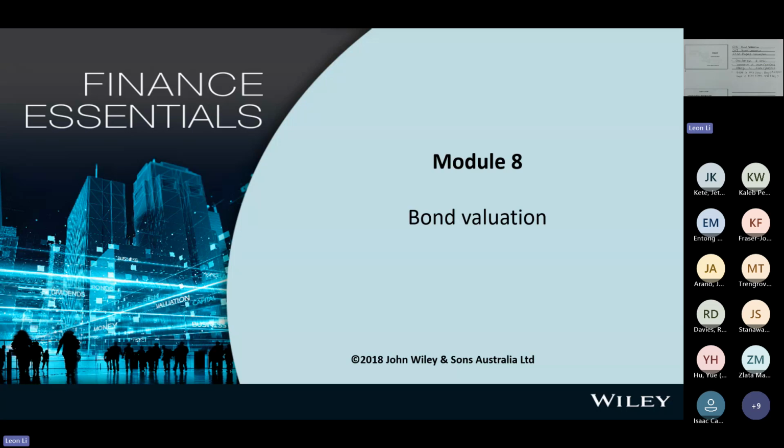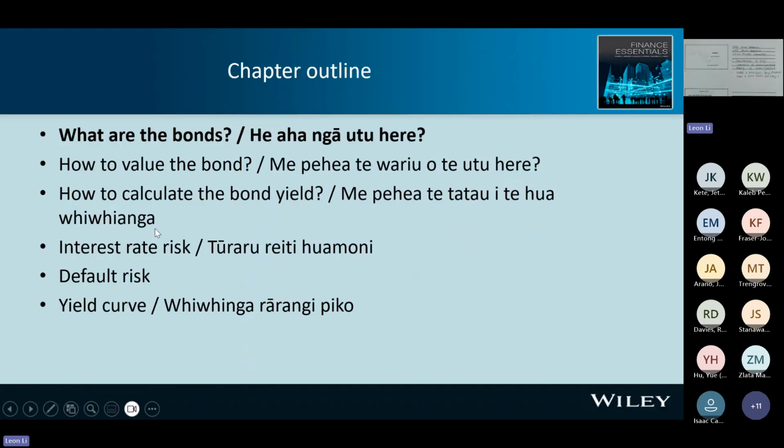So let's follow our PowerPoint slides, chapter 8, bond valuation. We have 6 topics for chapter 8. Today, I hope to cover the first 3 topics. What are bonds? We will give you the definition of the bond and the different types of bond. The next question is how to value the bond. The third question is how to calculate the bond yield.